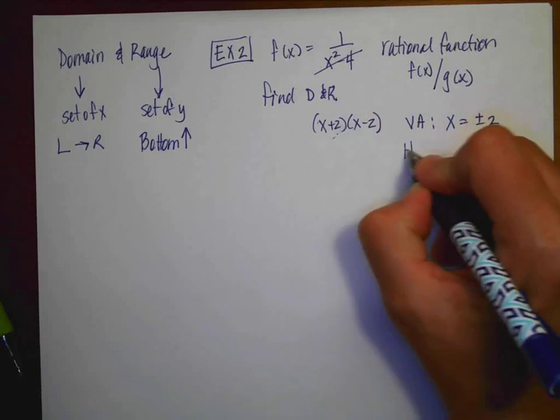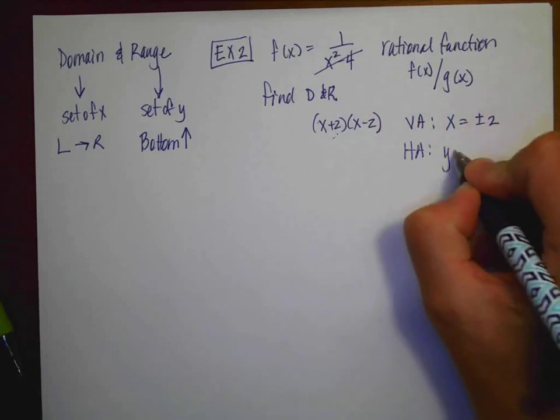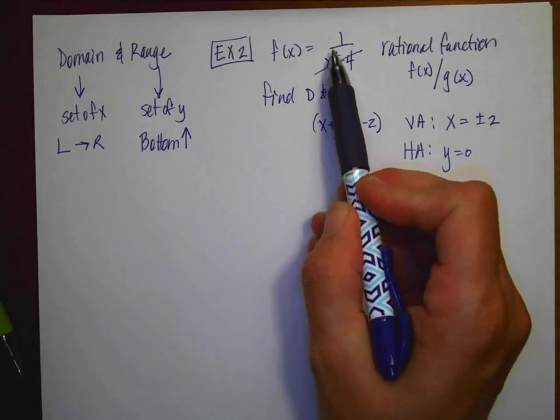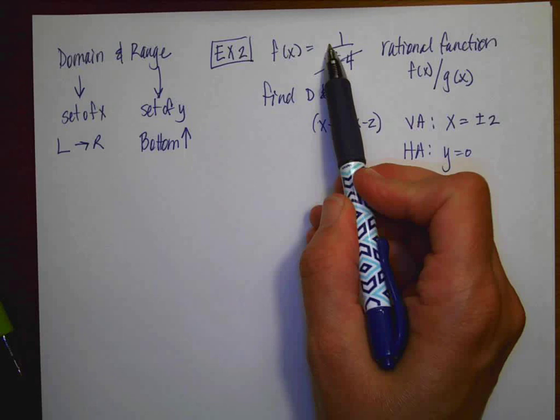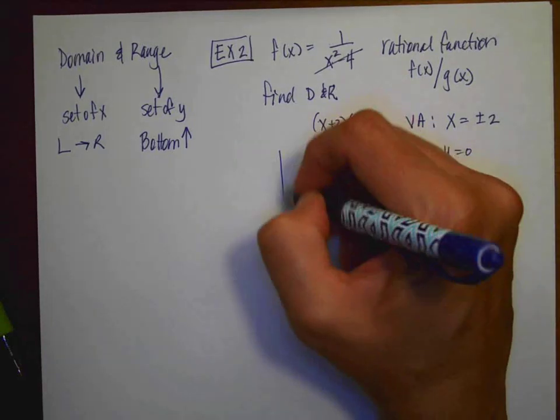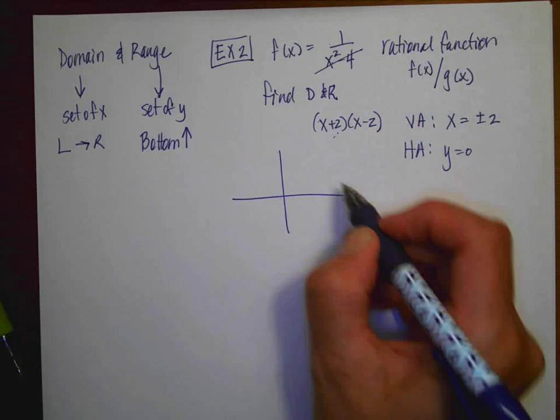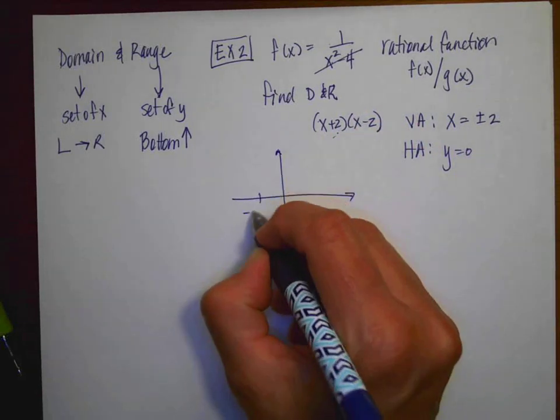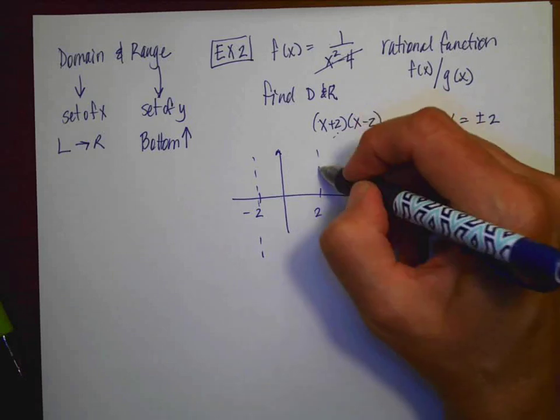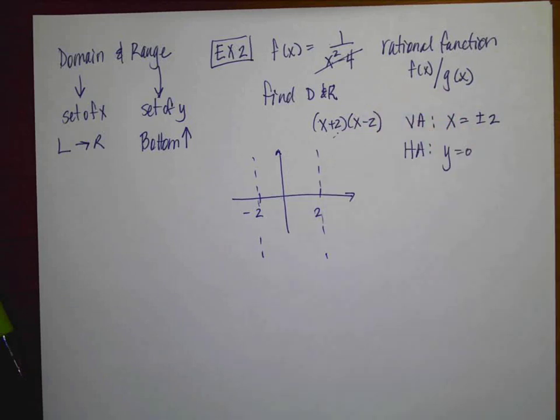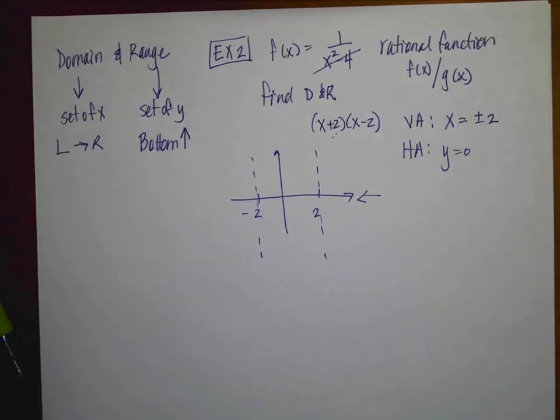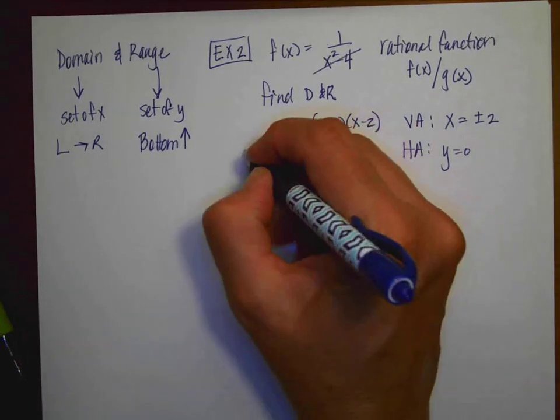Okay? Notice that my horizontal asymptote is going to happen at y is equal to 0 because the degree in the denominator is higher than the degree in the numerator, and we will review that later. So now I'm going to take this information and put it onto a graph. I have a vertical at negative 2, and you always want to sketch your asymptotes. There's my other vertical, and then I always put an arrow going this way showing that's my horizontal asymptote.